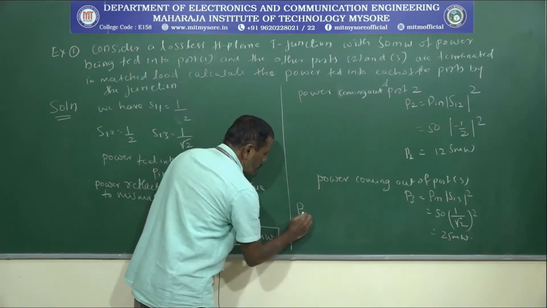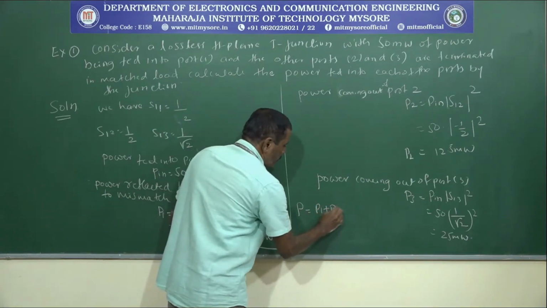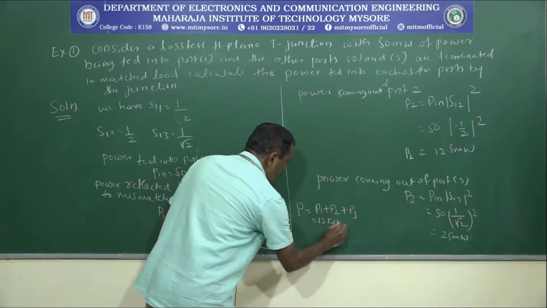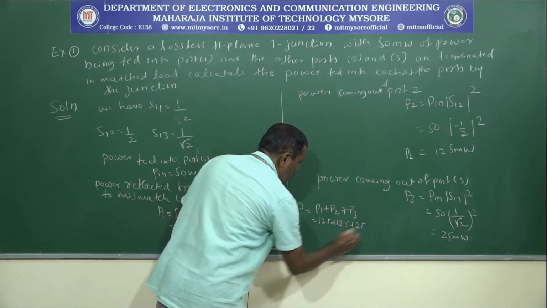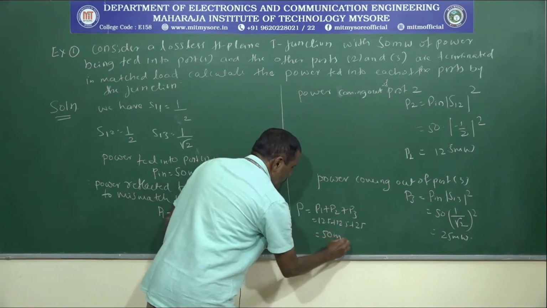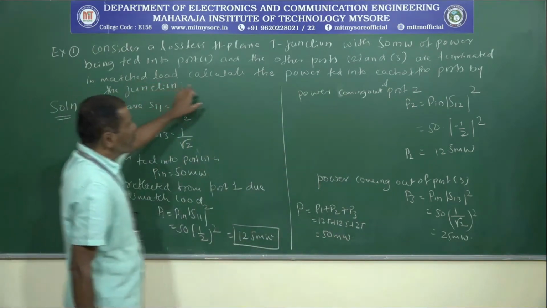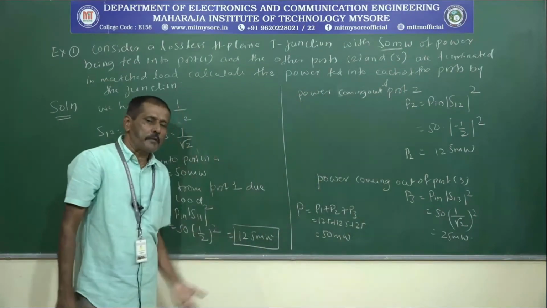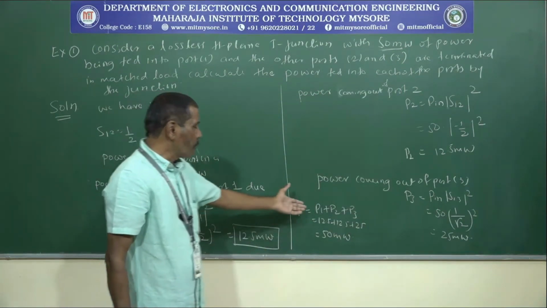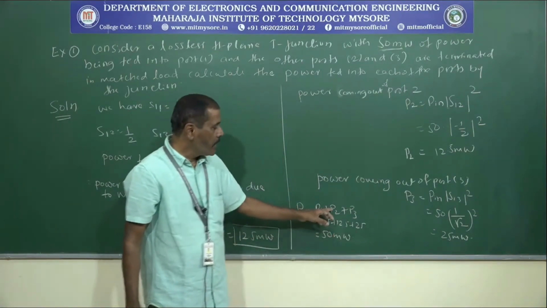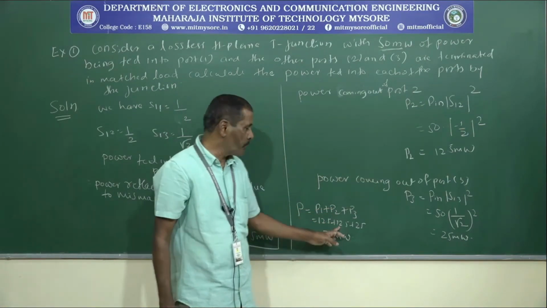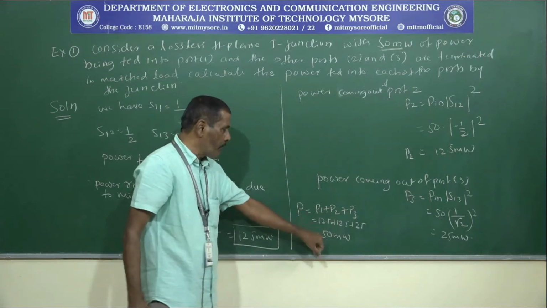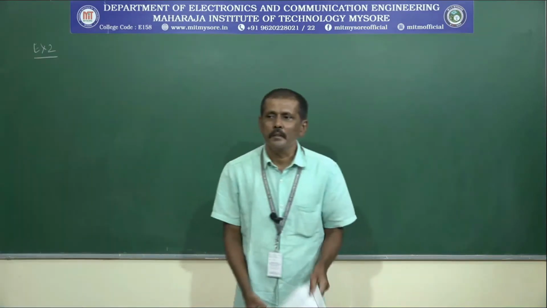Therefore, the total power P is equal to P1 plus P2 plus P3, which is 12.5 plus 12.5 plus 25, equal to 50 milliwatts. That means you applied 50 milliwatts of power, and out of it 12.5 milliwatts is going to port 1, 12.5 milliwatts is going to port 2, and 25 milliwatts is going to port number 3. Therefore, the total value is equal to 50 milliwatts.